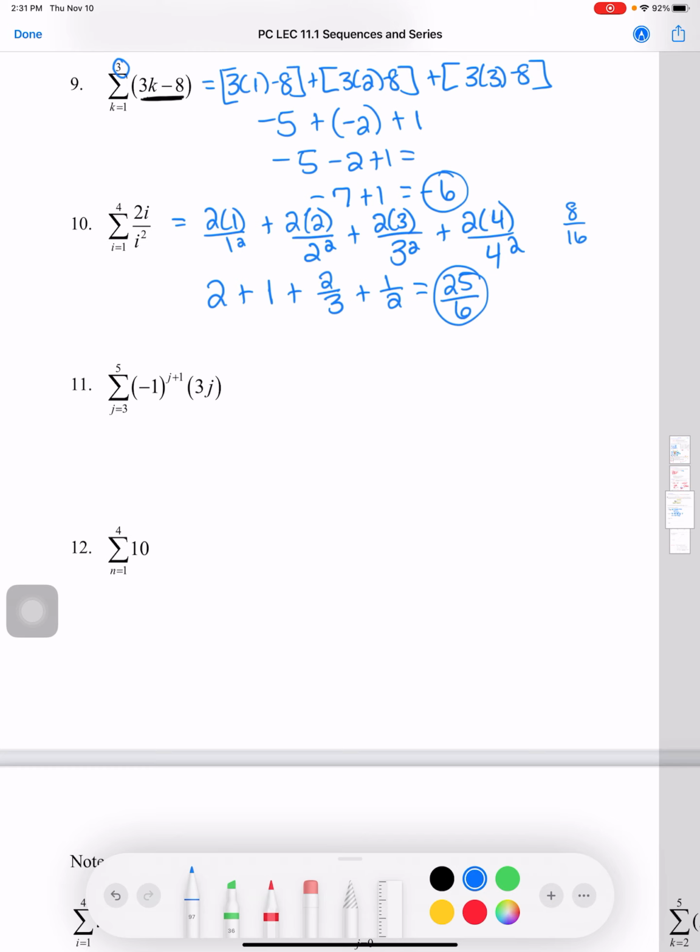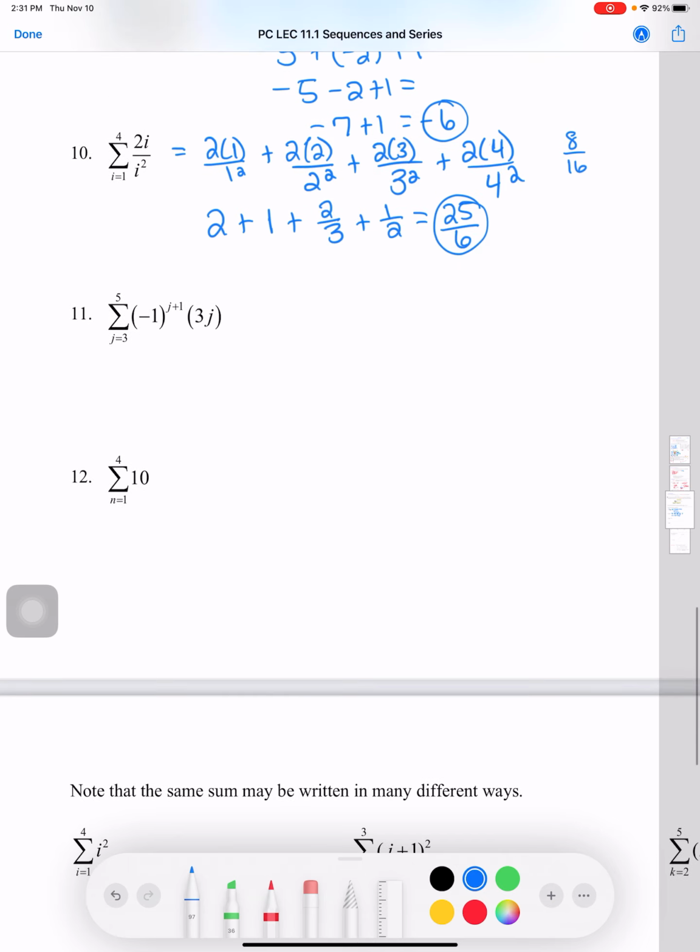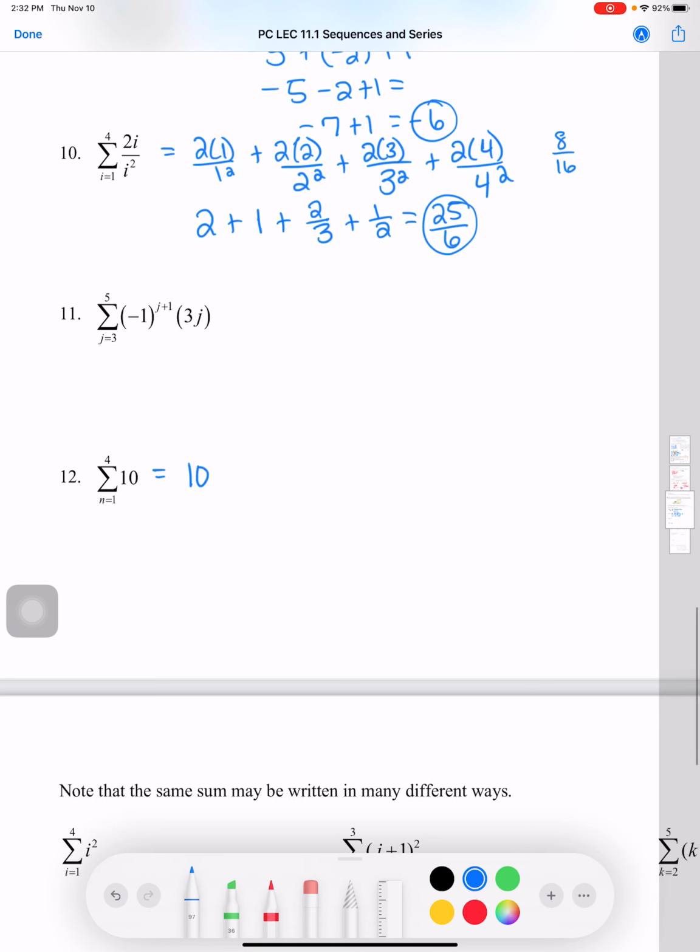And then this last piece, number 12, I have a summation notation with a constant there. I have a 10, right? There's no variable. We might be quick to say that it is equal to 10. But what this actually means is that my first term is 10. My second term is 10. My third term is 10. And my fourth term is 10.